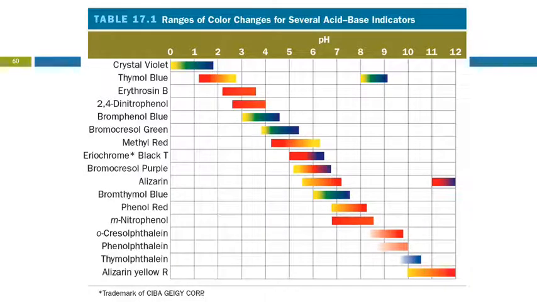So if you're titrating a strong acid, you don't want to use something like crystal violet, because that's already going to have changed color before you even start the titration. And you wouldn't want to use something like alizarin yellow down here, because that's going to change color way past your endpoint. But those are useful for other things.